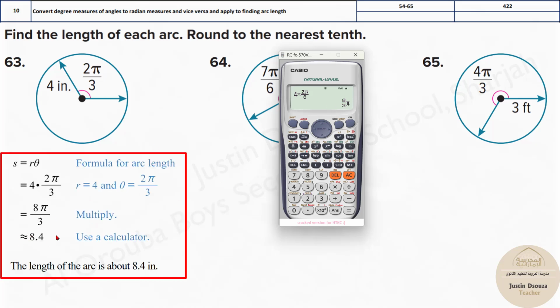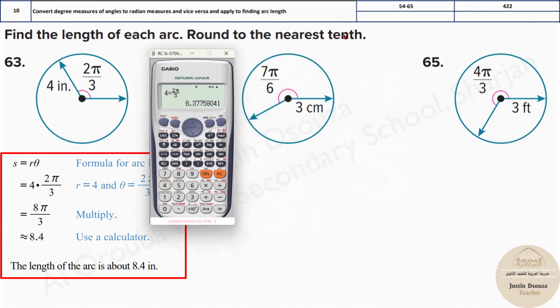Now, how do you find it in decimal? Just press this S to D. You will get 8.37, that is 8.4, because they asked for the nearest tenth. I didn't read the question properly. It's the nearest tenth, so please be careful. Don't write this as the answer. Your options will give it away because your options will be in decimal, so easily you can figure it out. The answer is 8.4 here.